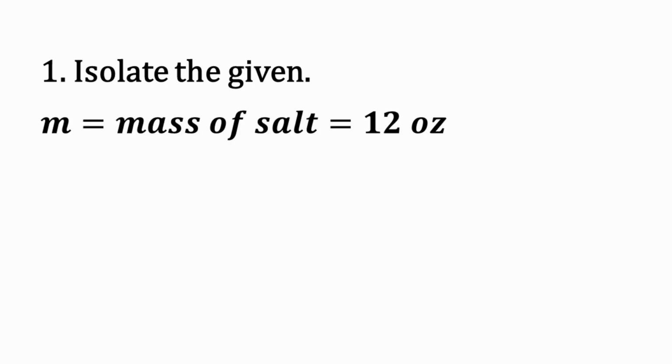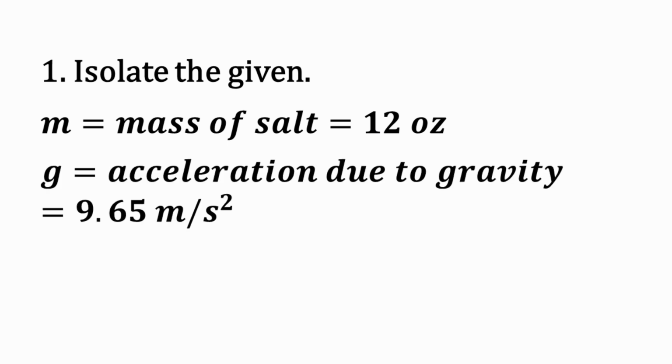Mass of salt is given at 12 ounces. It is represented by variable m. Another given is the local gravity g, or the acceleration due to gravity, which is 9.65 meters per second squared. And then lastly, a conversion factor is given, which is 1 pound mass equals 16 ounces.